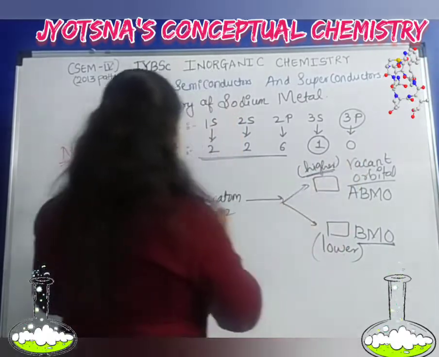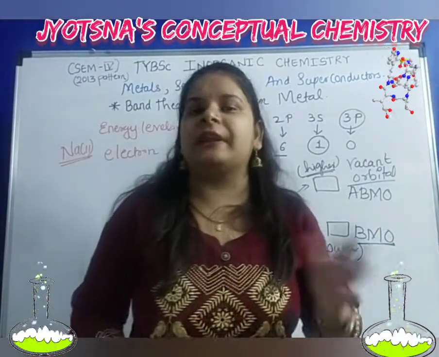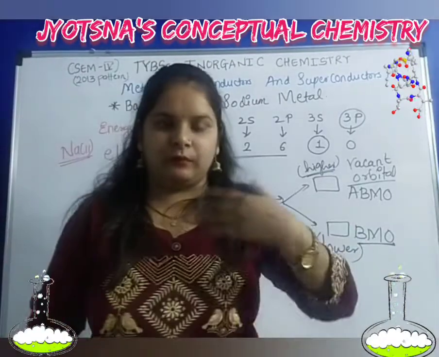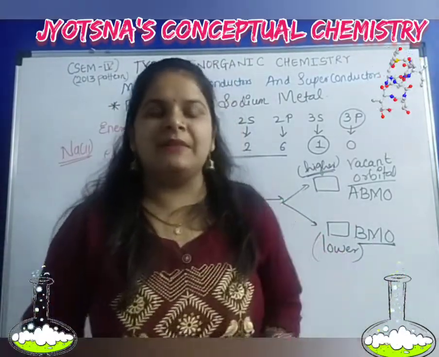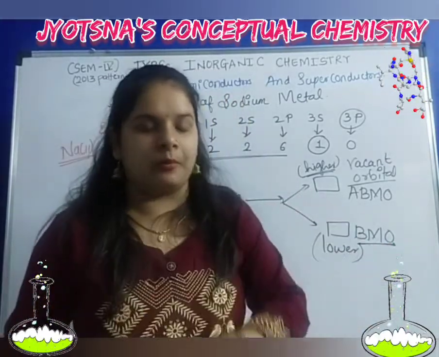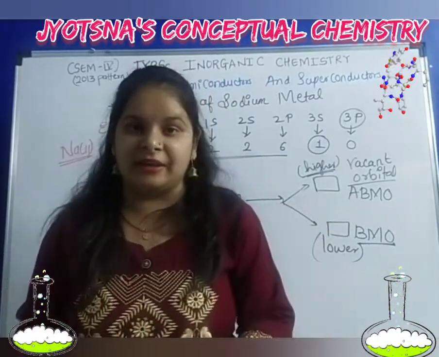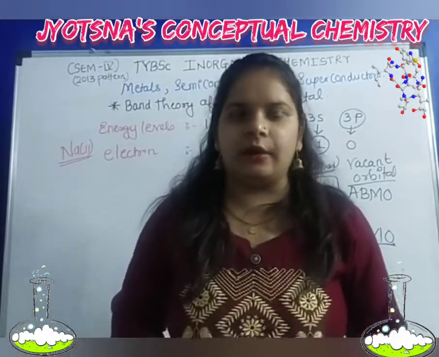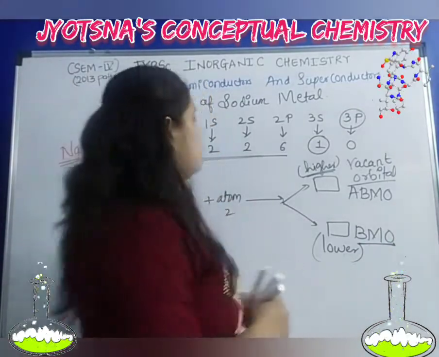Okay, so two atoms, they can be the same or different, combine with each other and form two types of orbitals having different energy. The orbital having the lower energy is called the bonding molecular orbital, and the other, which has the higher energy, we call the anti-bonding molecular orbital. Got it? Now we will see the formation of the Na2 molecule.